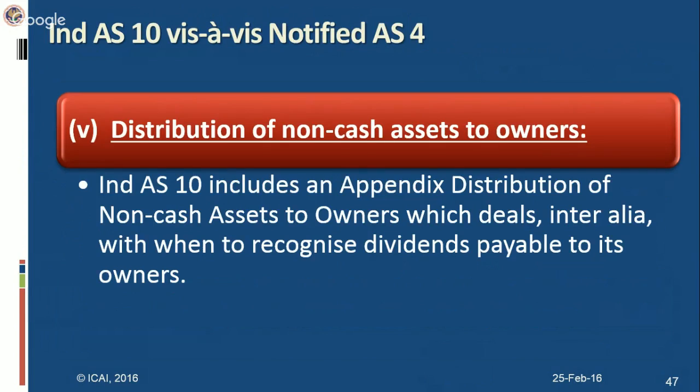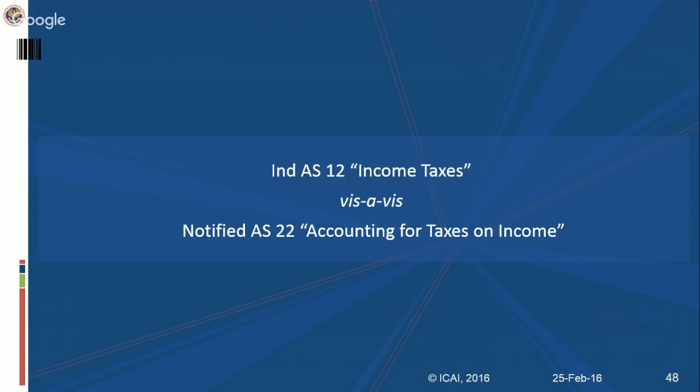Ind AS 10 includes an appendix covering distribution of non-cash assets to owners, which deals inter alia with when to recognize dividend payable to its owners. But in our AS4, there is no such appendix, there are no such details. So this is the difference.